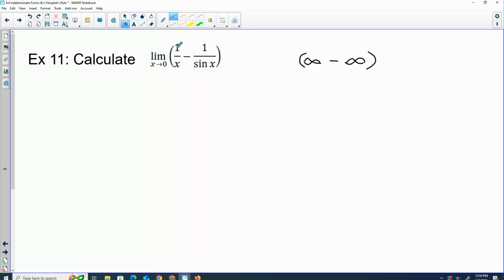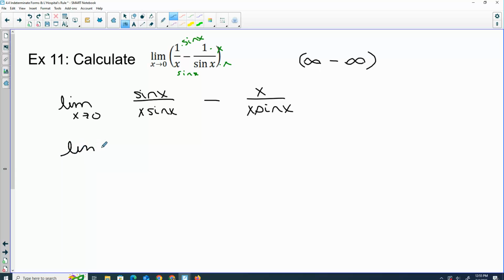All right. So what do we have to do here? Get a common denominator. Yeah. So this one has x, so it needs sine x on top and bottom. This one has sine x, so it gets multiplied by x. So that gives me sine x over x sine x minus x over x sine x. So the denominators are the same, we can put them together. So it's sine x minus x, over x times sine x.